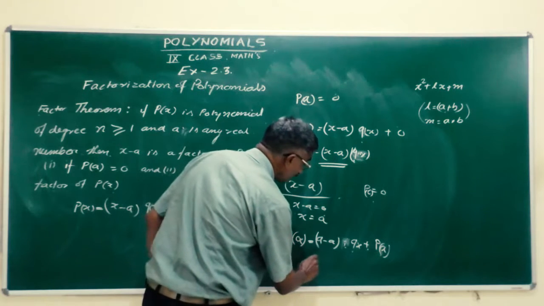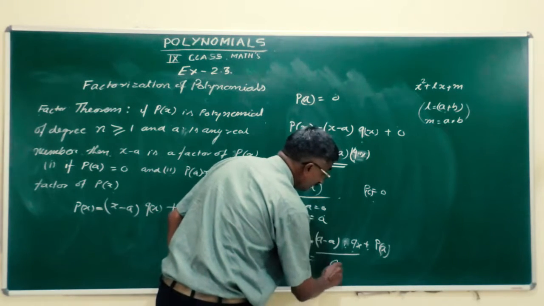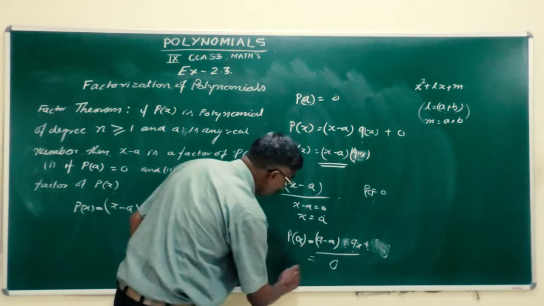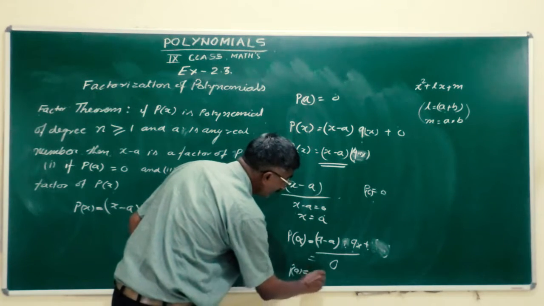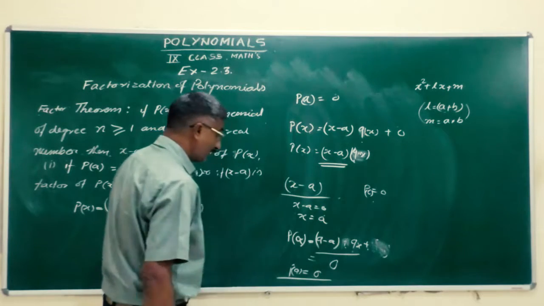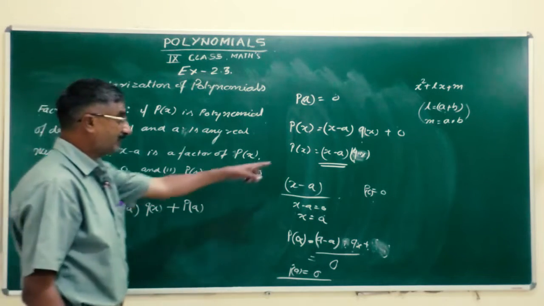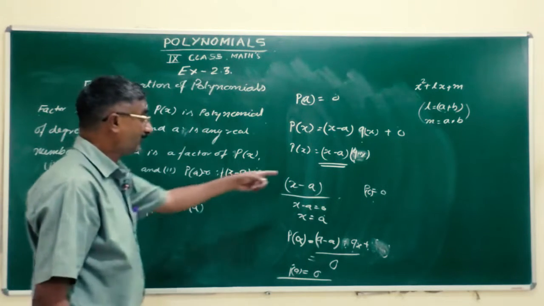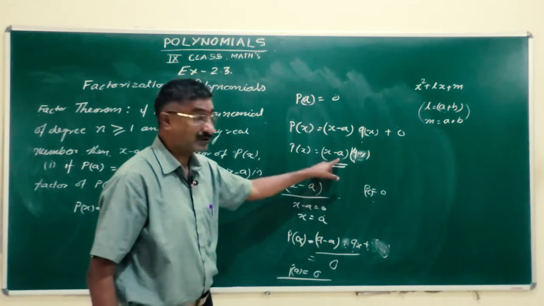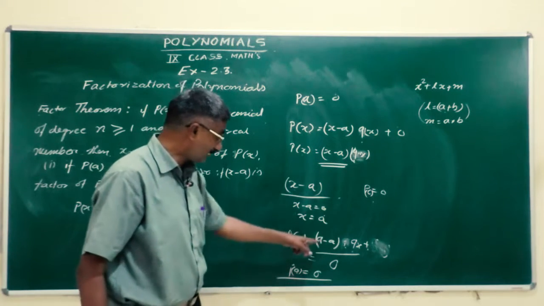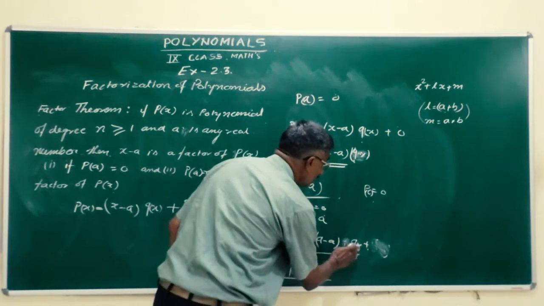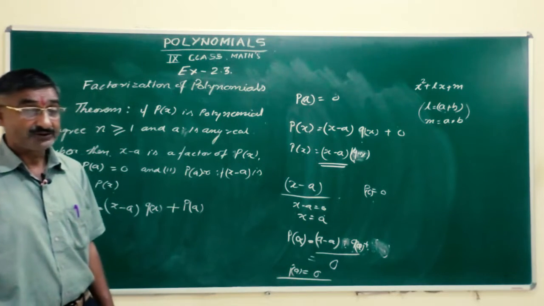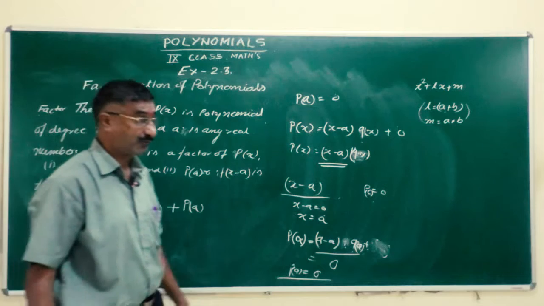So, this term will become 0, and the remainder will be equal to P(a) equal to 0. If x minus a is a multiple, meaning x minus a is a factor here, then P(x) is equal to (x minus a) into Q(x). So this is equal to this term multiplied by Q(a), so P(a) is equal to 0. So, this is the proof.